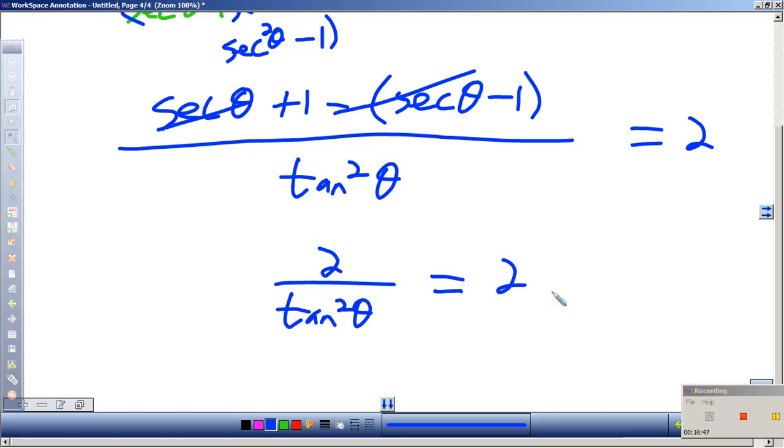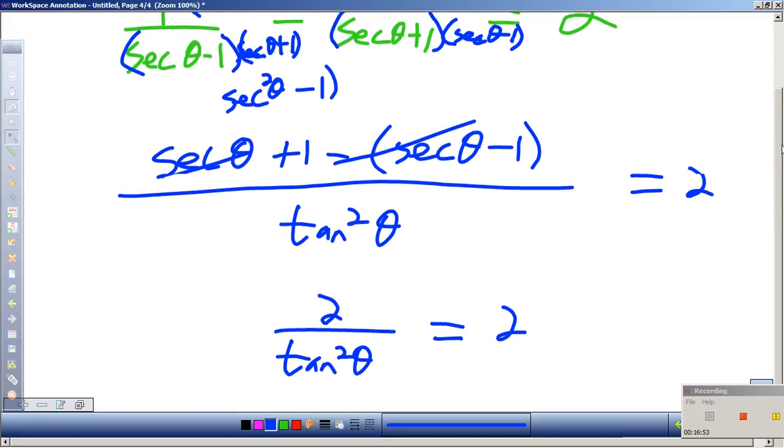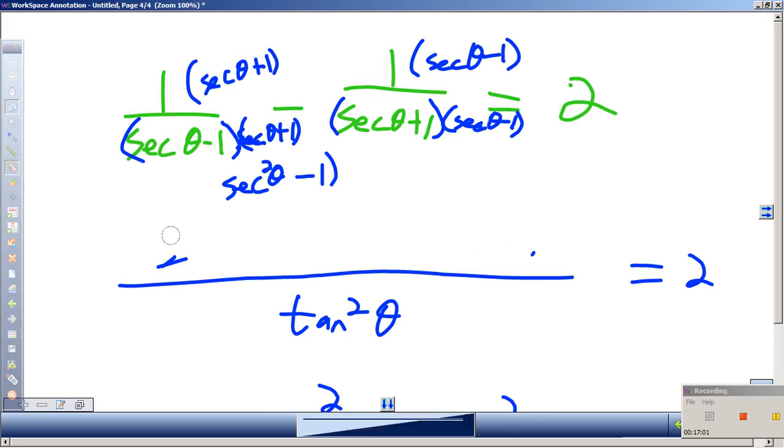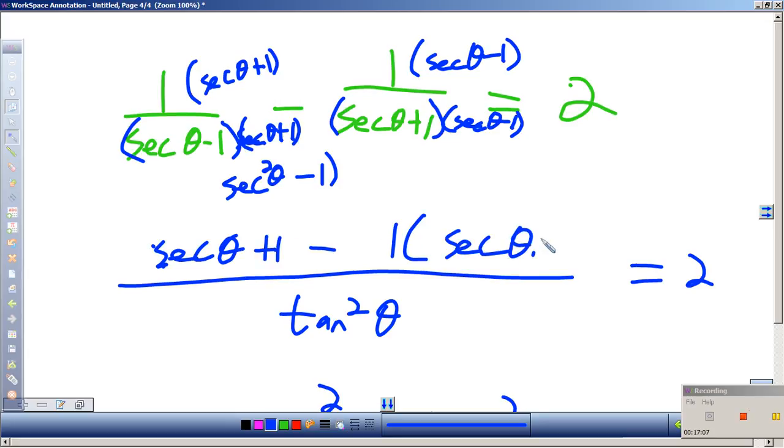Let me show by taking away the parentheses how the subtraction and adding cancel each other. We have secant theta plus 1 minus 1 times secant theta minus 1, right? If I distribute this negative 1, this becomes minus secant theta, negative 1 times negative 1 is plus 1. So I'd have secant theta plus 1 minus secant theta plus 1. So secant theta minus secant theta is 0, and 1 plus 1 is 2.